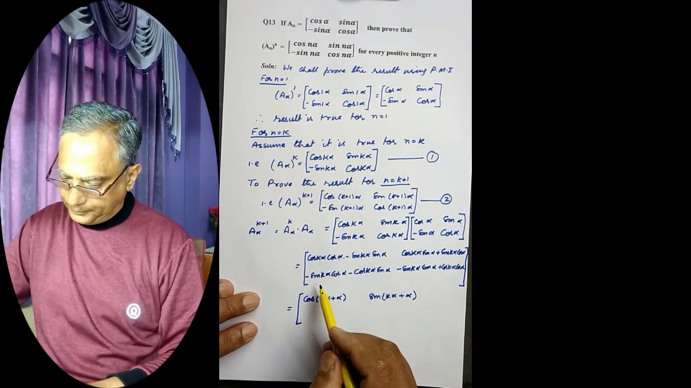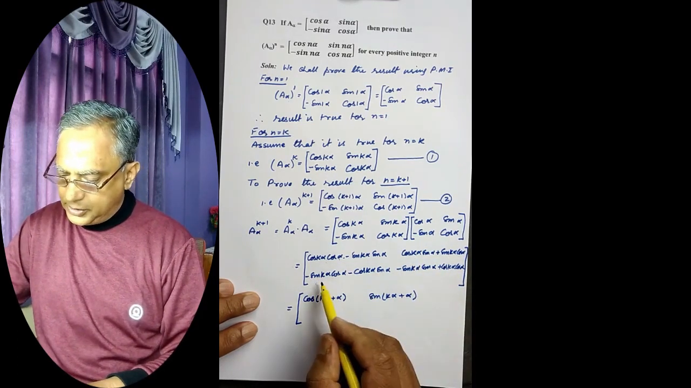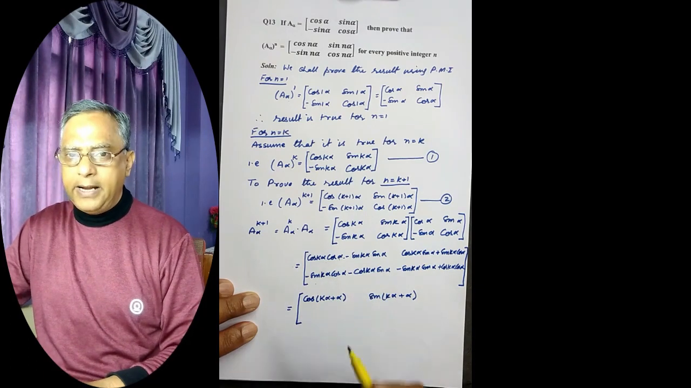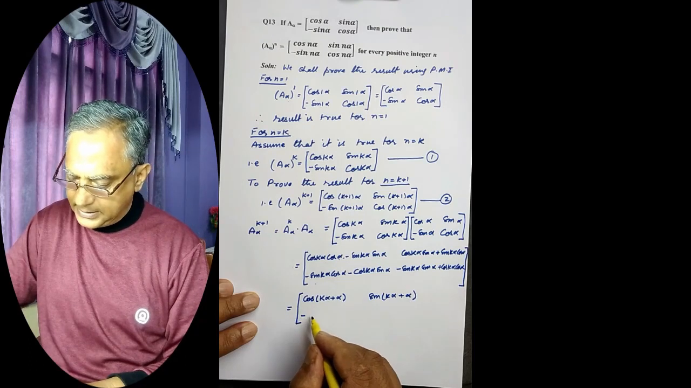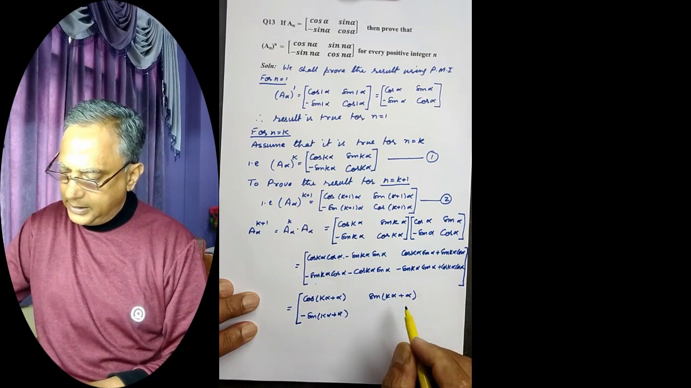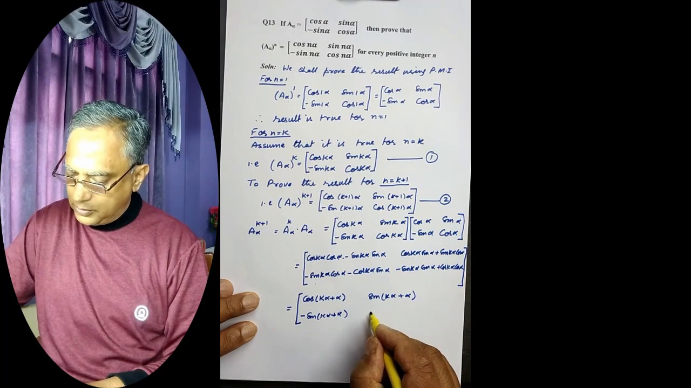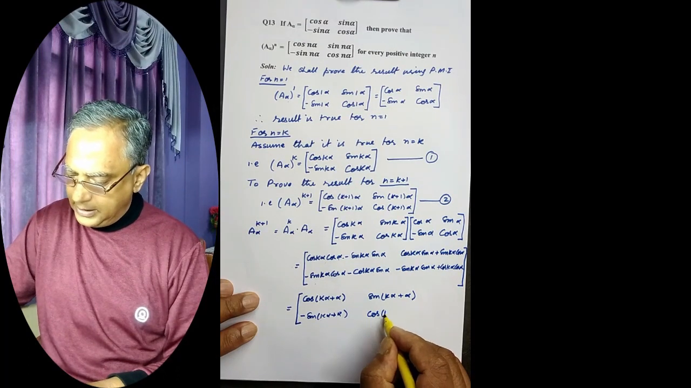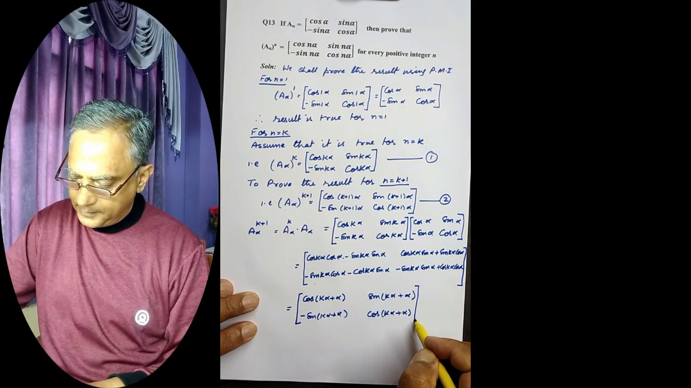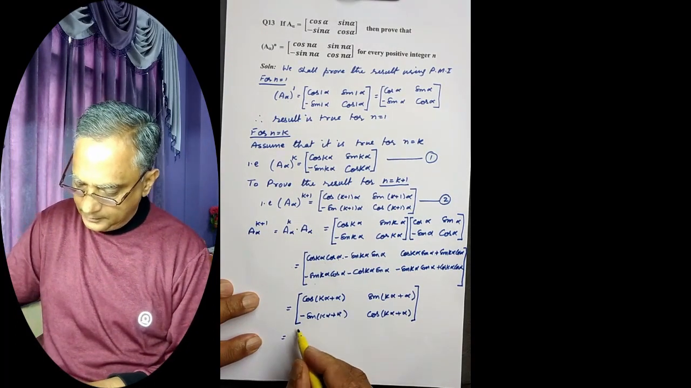This is the same as this, only the difference is a negative sign. Sin A cos B plus cos A sin B, if I take a negative out, this will be minus sin of k alpha plus alpha, and this will be again cos A cos B minus sin A sin B. So this will be equal to cos of k alpha plus alpha.